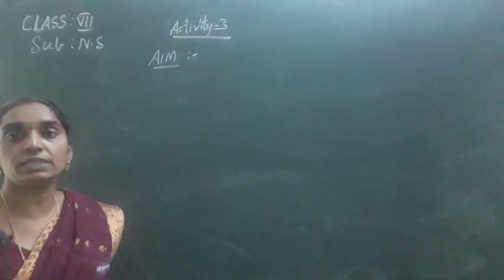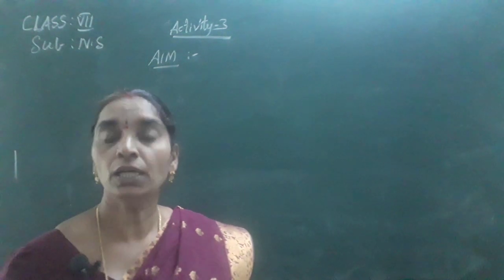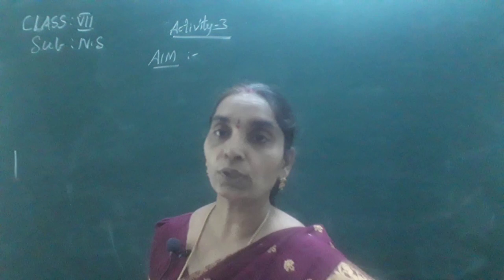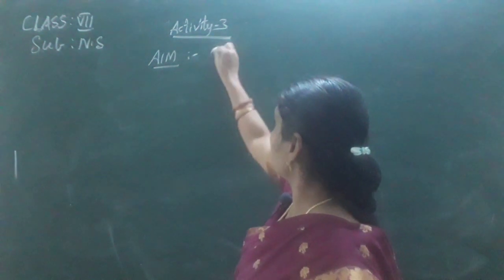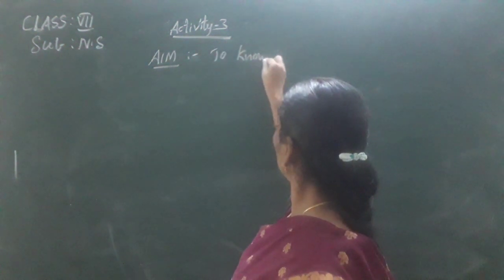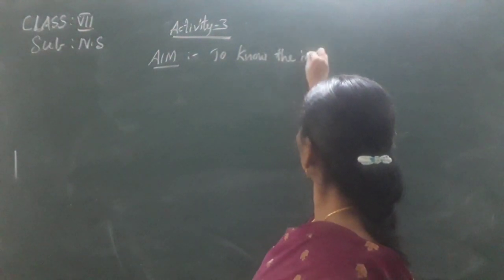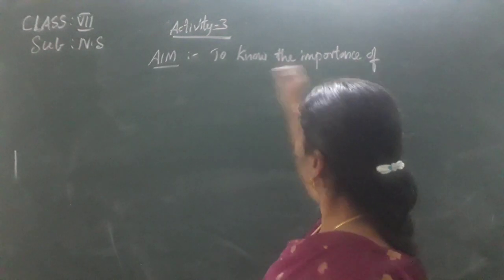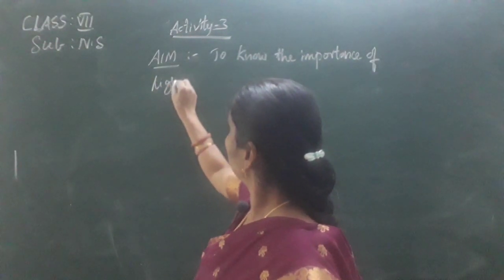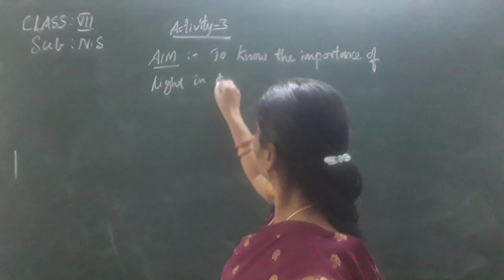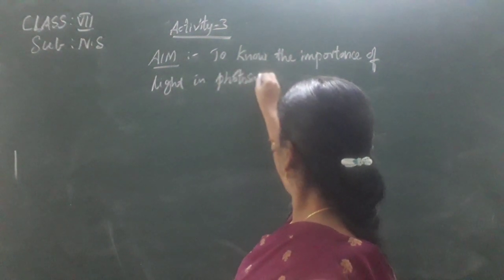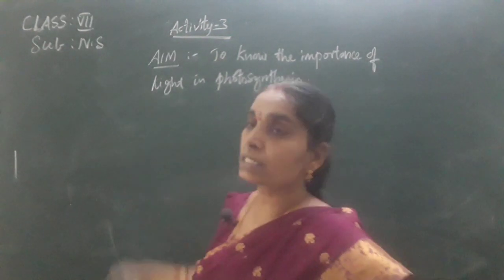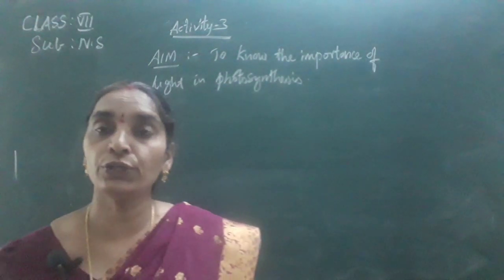So what is activity 3, children? To know whether sunlight is essential for photosynthesis or not. Come, let's do it. The aim is to know the importance of light in photosynthesis. And next, after the aim, what do you need?